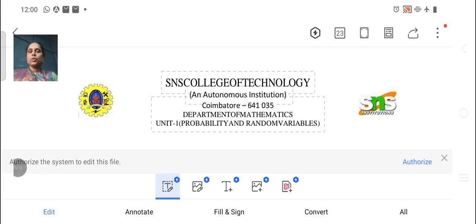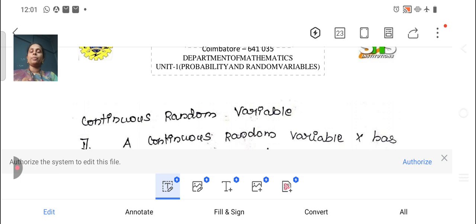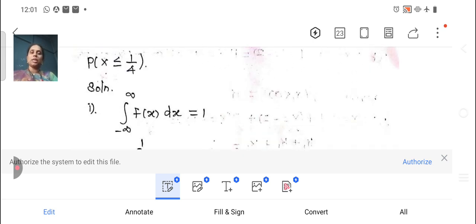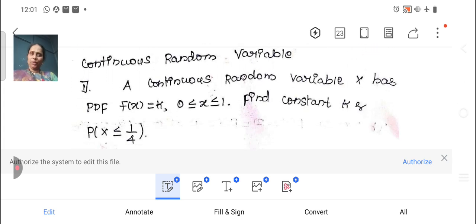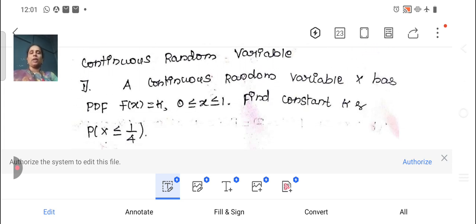In this class, we are going to see the continuous random variable. In the previous class, we saw what a random variable and a discrete random variable are. Today we are going to see what a continuous random variable is. A continuous random variable is described by a probability density function: f of x is greater than or equal to 0 for every x, and the integral from minus infinity to infinity of f of x dx is equal to 1. In this manner, we are going to see some basic problems for the continuous random variable.